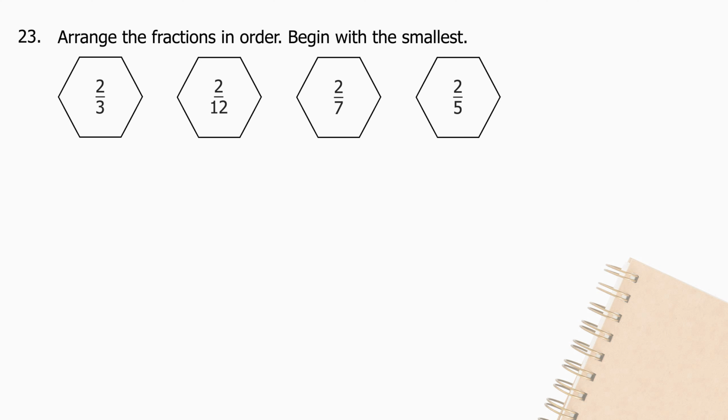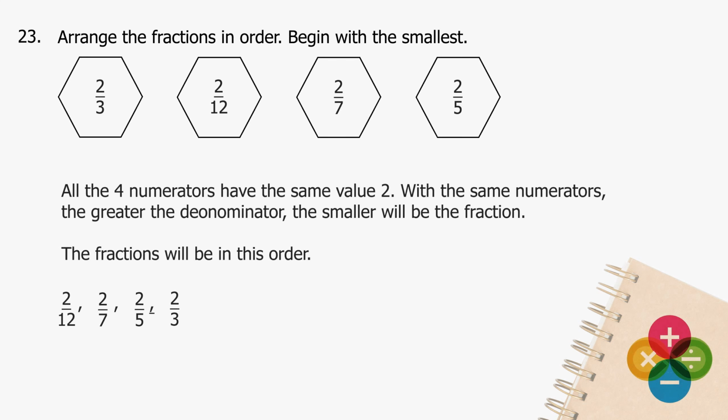Question 23. Arrange the fractions in order. Begin with the smallest. 2/3, 2/12, 2/7, 2/5. All the 4 numerators have the same value too. With the same numerators, the greater the denominator, the smaller will be the fraction. The fractions will be in this order: 2/12, 2/7, 2/5, 2/3.